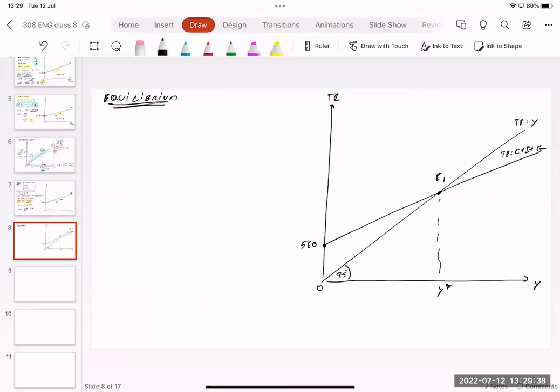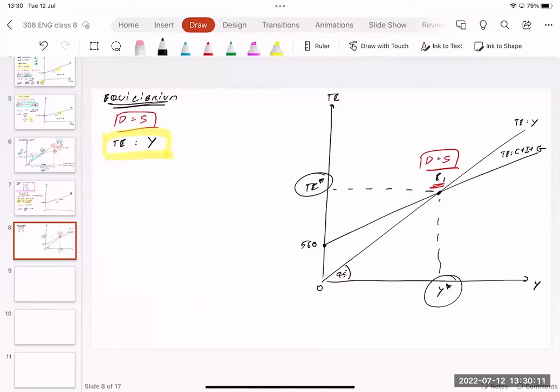What I want to find out is the value of Y star at the equilibrium point, and the value of TE star at the equilibrium point. As I mentioned before, at the equilibrium point, demand is always equal to supply. Demand comes from total expenditure. Supply comes from total output, Y. So I start the equation with this.